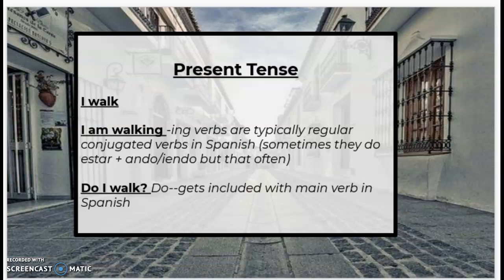So I hope this helped you remember some of the present tense that you obviously learned in Spanish 1 and are really good at, but it's easy to get it confused with all the other tenses that we've done this year in Spanish 2.